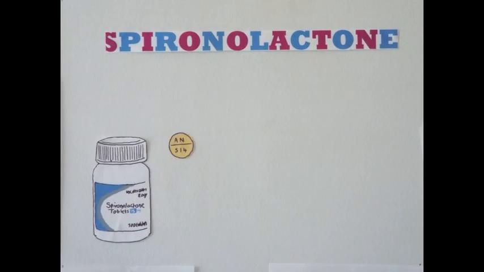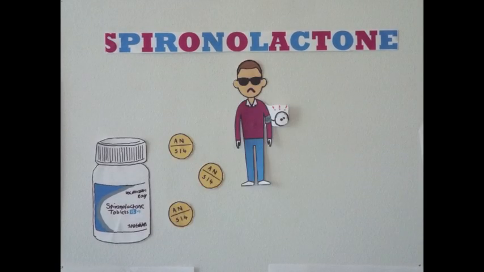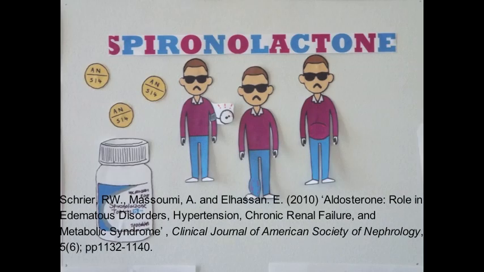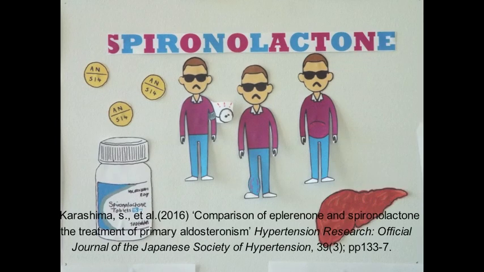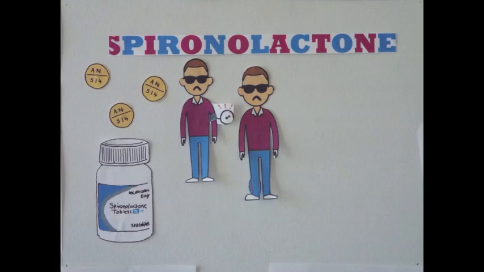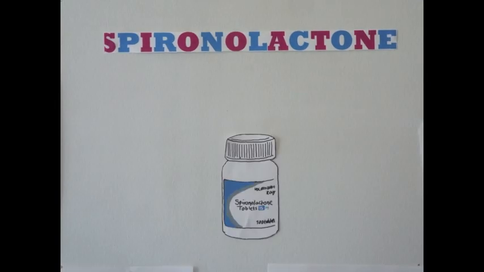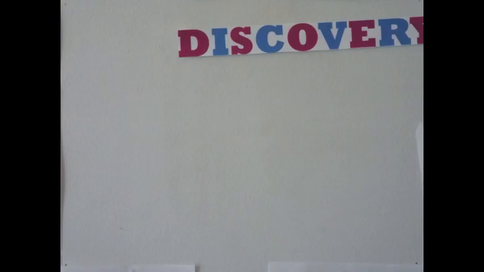Spironolactone is a potassium-sparing diuretic used to treat patients with hypertension, edema and ascites from liver cirrhosis. The drug's target is the mineralocorticoid receptors and acts as a competitive antagonist preventing the binding of aldosterone.